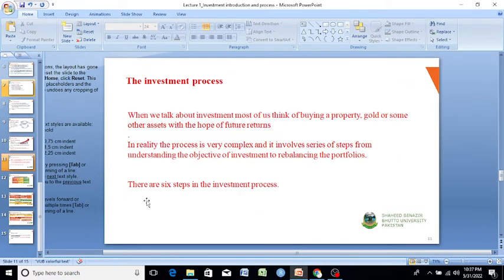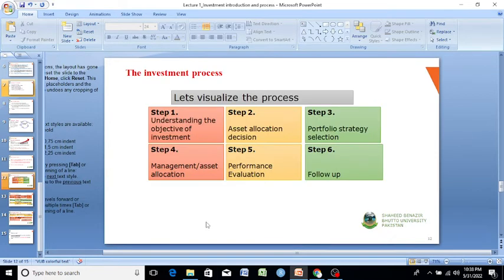The investment process. When we talk about investment, most of us think of buying a property, gold or some other asset with the hope of future returns. In reality, the process is very complex and it involves a series of steps, from understanding the objectives of investment to rebalancing the portfolio. There are many steps, but in this lecture we are trying to discuss this whole process in 6 steps. So the investment process is composed of 6 steps, and let's visualize this whole process.